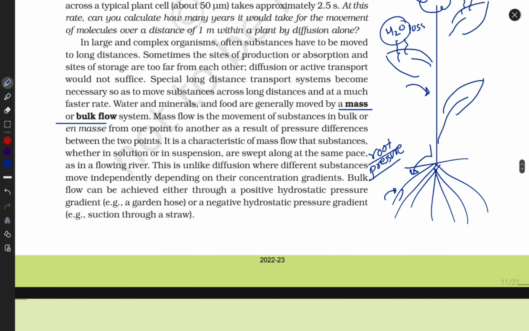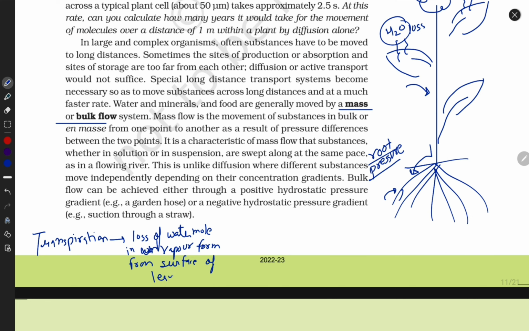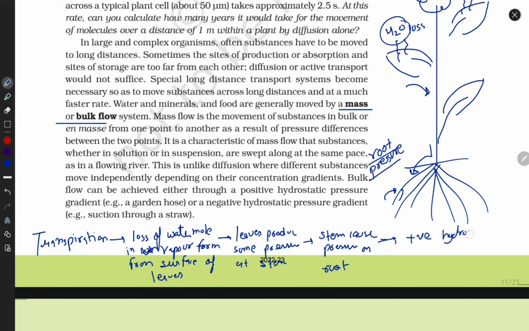I repeat once again. What is transpiration? Loss of water molecules in vapor form from the surface of leaves. Now leaves produce some pressure on the stem, the stem causes pressure on the root, and some positive hydrostatic pressure occurs on the root system. Mass flow is the movement of substances in bulk from one point to another as a result of pressure differences between the two points.